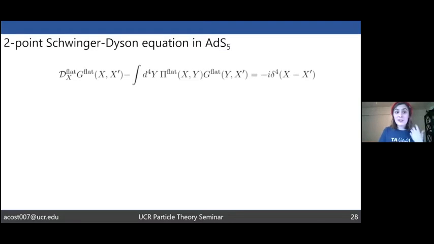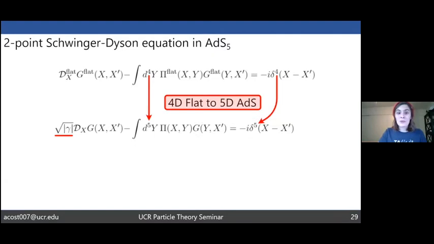We're going to use the 2-point Schwinger-Dyson equation in AdS5. Here I've written the flat space version that we had before. I've indicated that with a bunch of flats. Then to go to 5-dimensional AdS space, what we do is we promote the 4s to 5s because we have an extra direction, and then we have the metric factor out in front again, and that weights the equation of motion operator, that D operator.